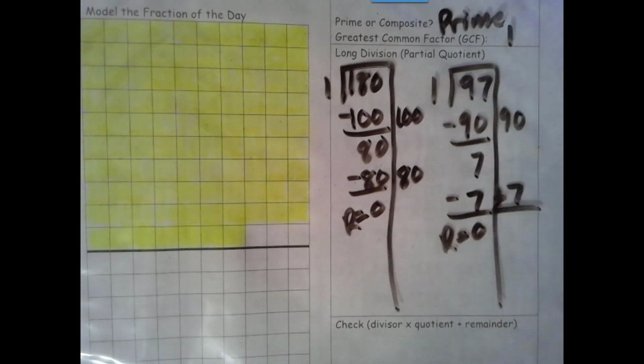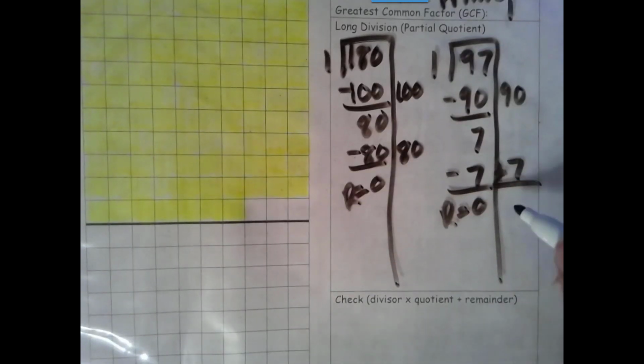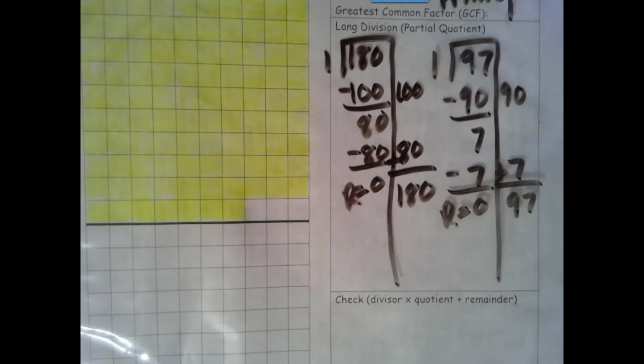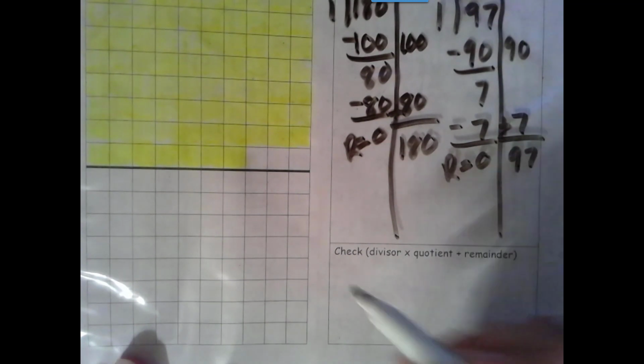Let's add our partial quotients together. 90 plus 7 is 97. 100 plus 80 is 180. Let's go ahead and check our answers. Divisor times quotient plus remainder. Divisor times quotient plus remainder.